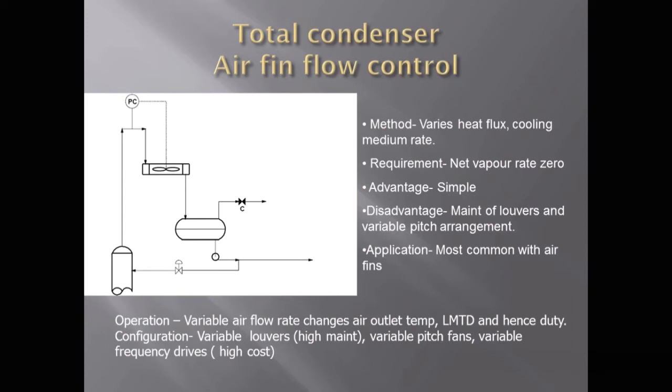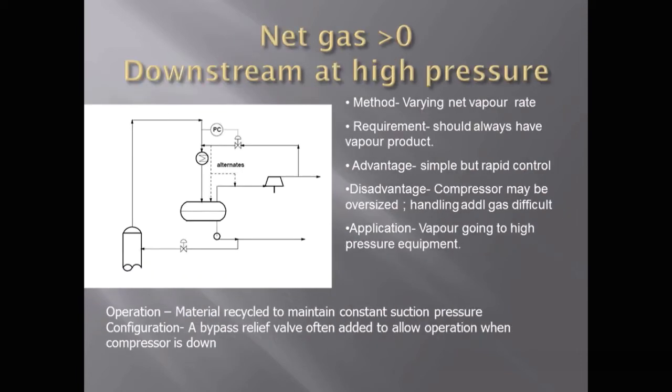Pressure control with an air-fin condenser at the top. Directly the pressure signal can alter the speed of the motor for the fan of the condenser, and this will vary the condensation and thus the pressure. It's a very simple mechanism. The requirement is there should be a net vapor always greater than zero. This method is very popular for pressure control in distillation columns with huge vapor flow rate. That means net vapor rate is always greater than zero, and downstream is at a higher pressure.